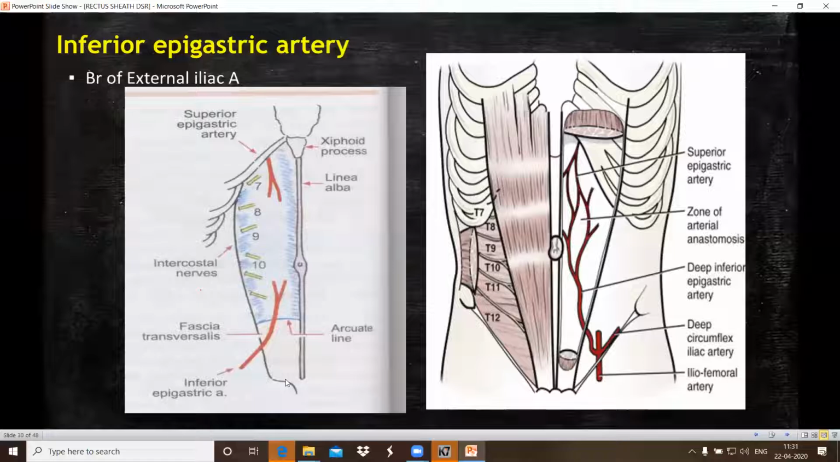So again I am repeating, the inferior epigastric artery gives some muscular branches, cutaneous branches, anastomotic branches like that. Along with these, two more branches: one is the cremastic branch for the cremaster muscle, and the pubic branch to anastomose with the pubic branch of the obturator artery. The obturator artery is a branch from the internal iliac artery. If in some cases it is absent, this pubic branch continues as the obturator artery.